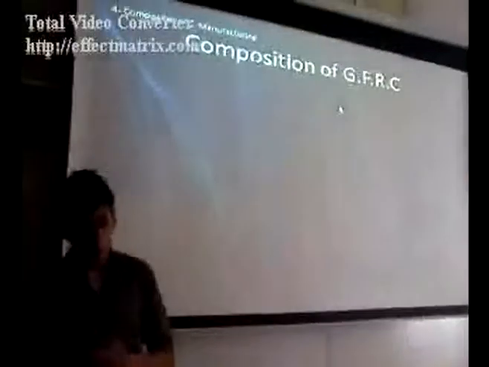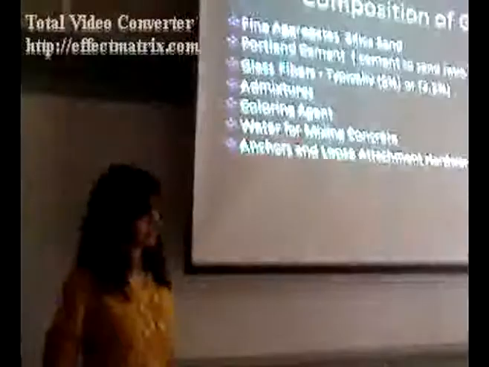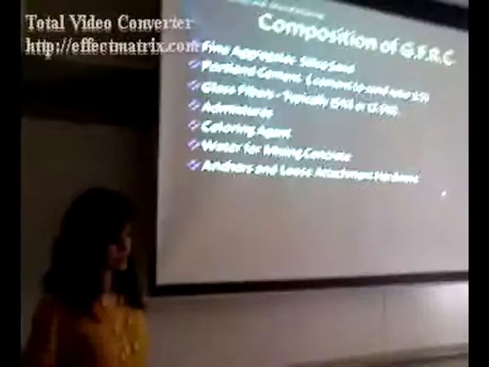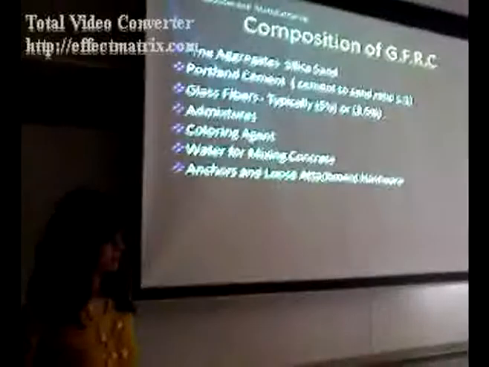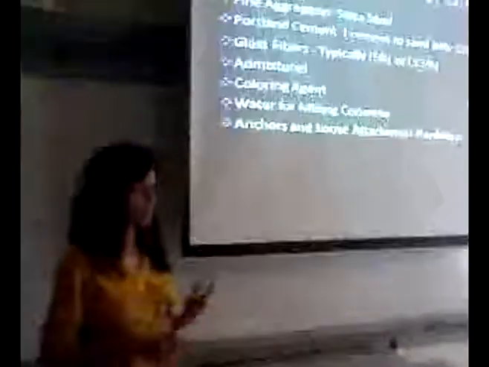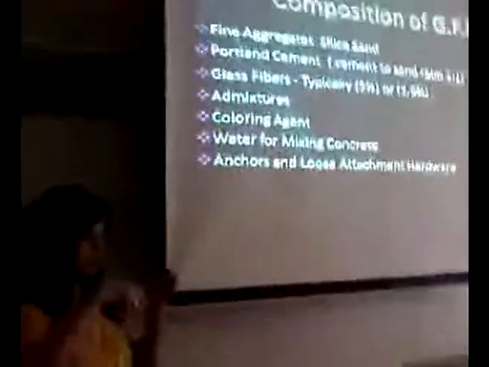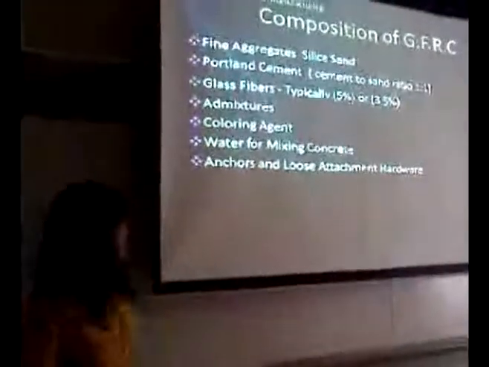Now Sara will speak about the composition of GFRC. GFRC is mainly composed of fine aggregate, usually silica sand, and Portland cement with a ratio of 1:1, and glass fibers, typically 3.5 to 5%. Sometimes we have to do accurate or loose attachments with the shipping, and after that we carry out the finished product.